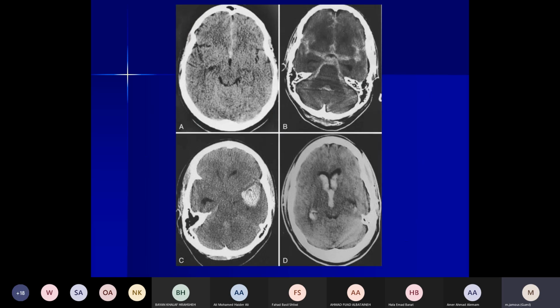This is a normal CT. This is CT with subarachnoid hemorrhage. You can see blood as hyperdense on the CT, affecting the Sylvian fissure, perimesencephalic cistern, interhemispheric fissure, and here also in the fourth ventricle. Here you can see intracerebral hemorrhage with subarachnoid hemorrhage, and here we can see IVH.